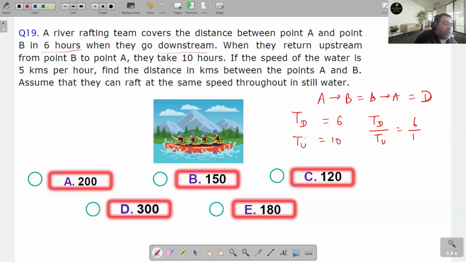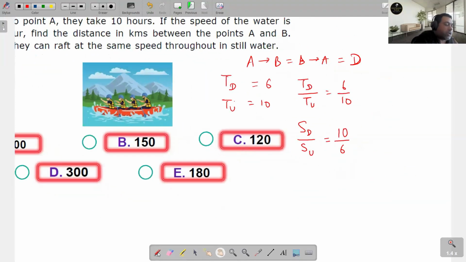So what is the ratio of time of downstream to time of upstream? It is 6:10. And therefore, because the distance is the same, the speed of downstream to speed of upstream will be the reverse of it. Because the speed is more in this case, it will be 10 by 6, because they are reciprocal of each other. They are inversely proportional. Right? And that is equal to 5 by 3.